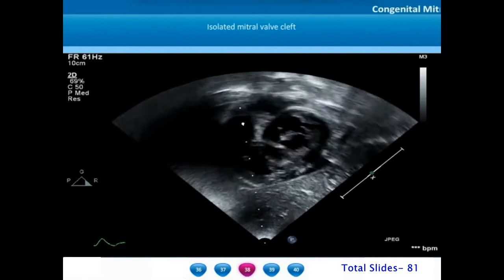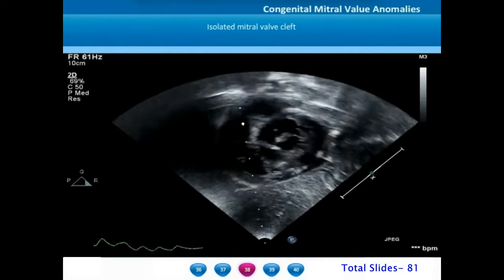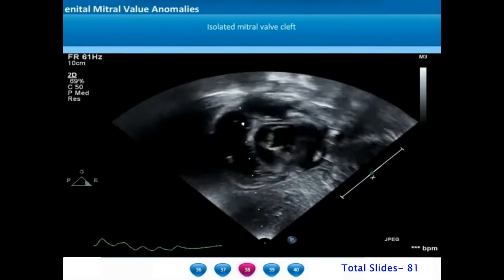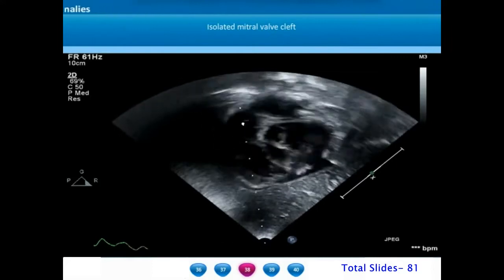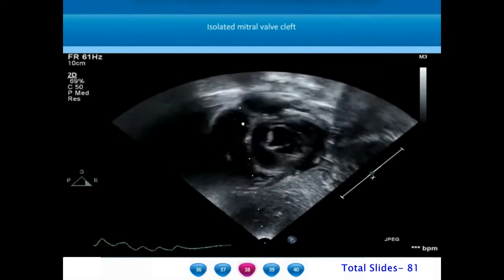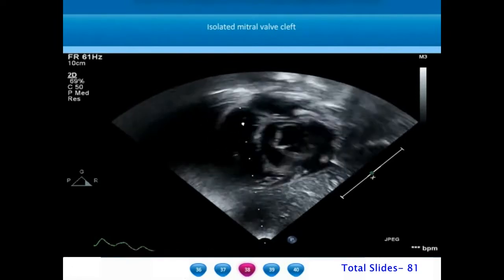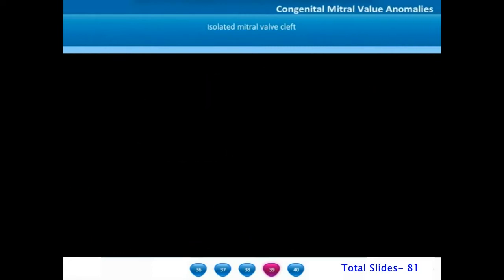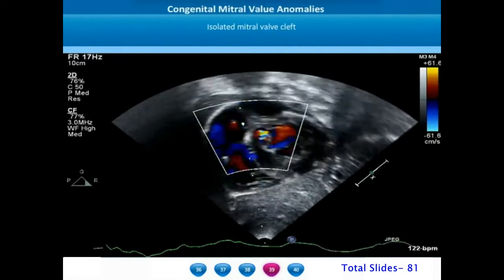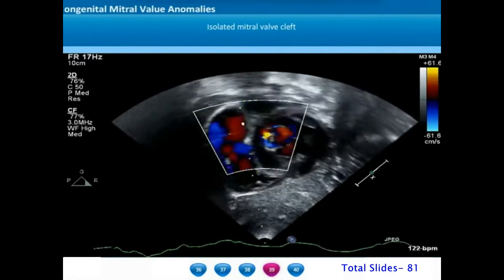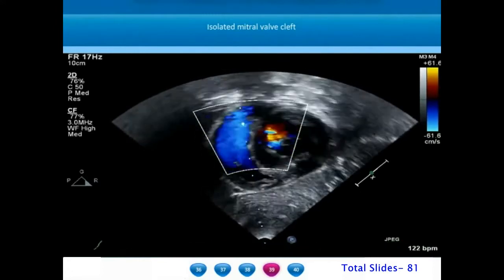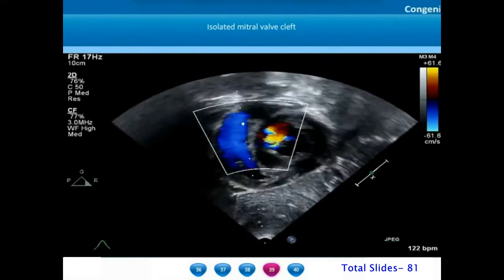This is a subxiphoid short axis view of a patient who had a cleft of the anterior mitral leaflet. We can notice that, contrary to a normal mitral valve, there are caudal attachments of the mitral valve towards the intraventricular septum. Since the cleft and the caudal cords are directed towards the left ventricular outflow tract, there is an obstruction to the left ventricular outflow tract in the subaortic region. We can notice the turbulence of blood flow in the left ventricular outflow region.